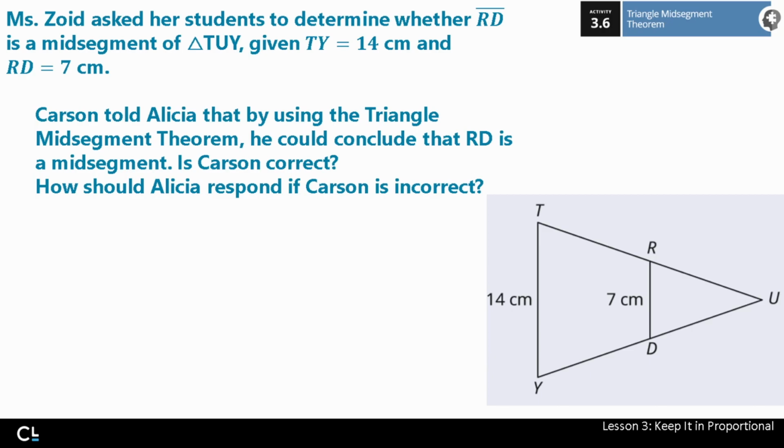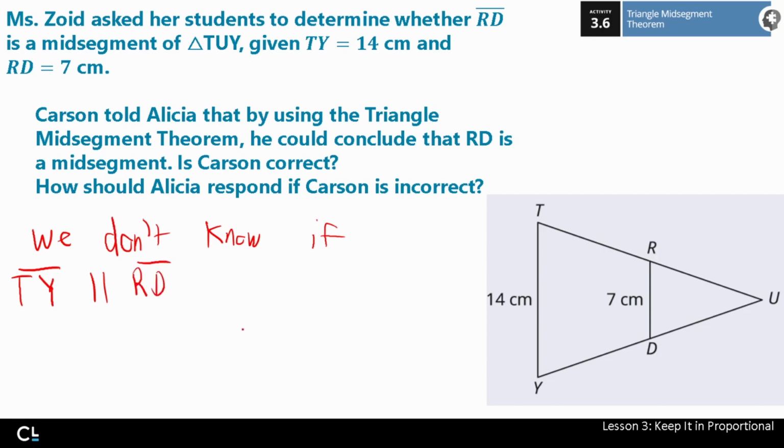So here's the thing. We can't tell because we're missing part of the criteria. What we do know is RD is half of TY. Yeah, 7's half of 14. But we don't know if TY is parallel to RD. So then we can't say.